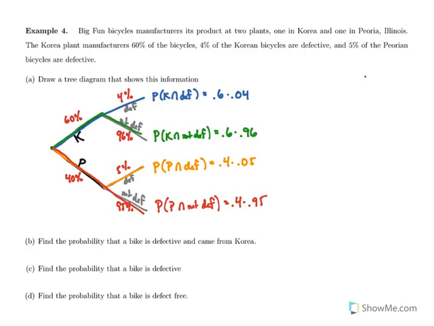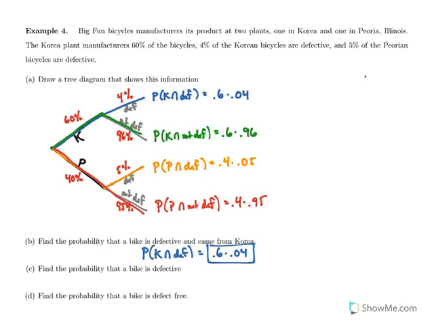Now we can answer these questions very quickly with this information. Find the probability that the bike is defective and came from Korea. So note that that is going to be the probability of K intersect defective. That's our 0.6 times 0.04.